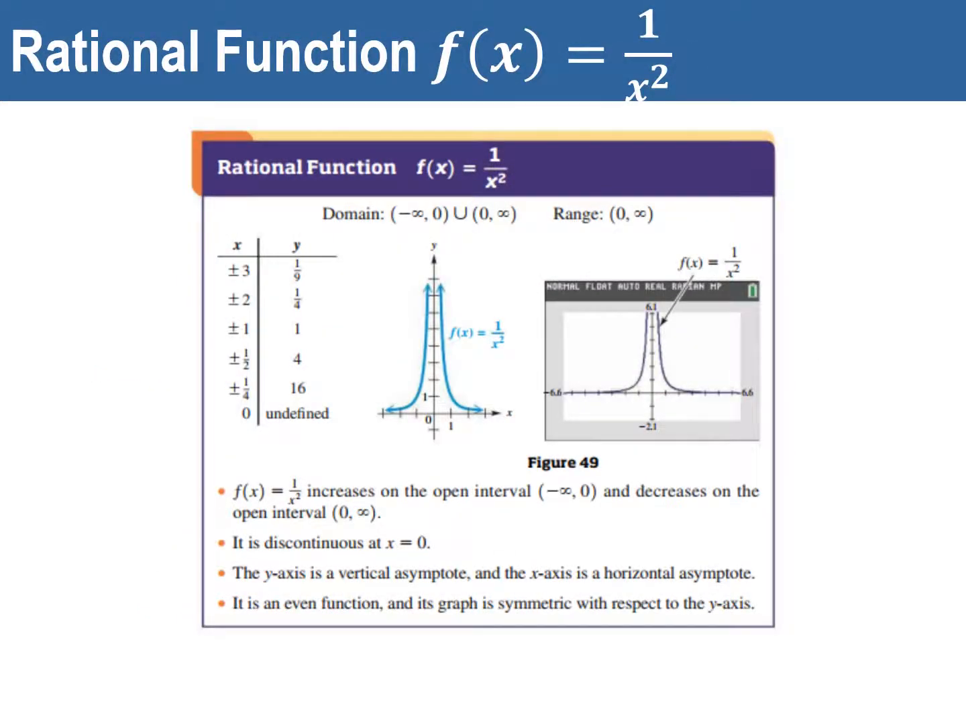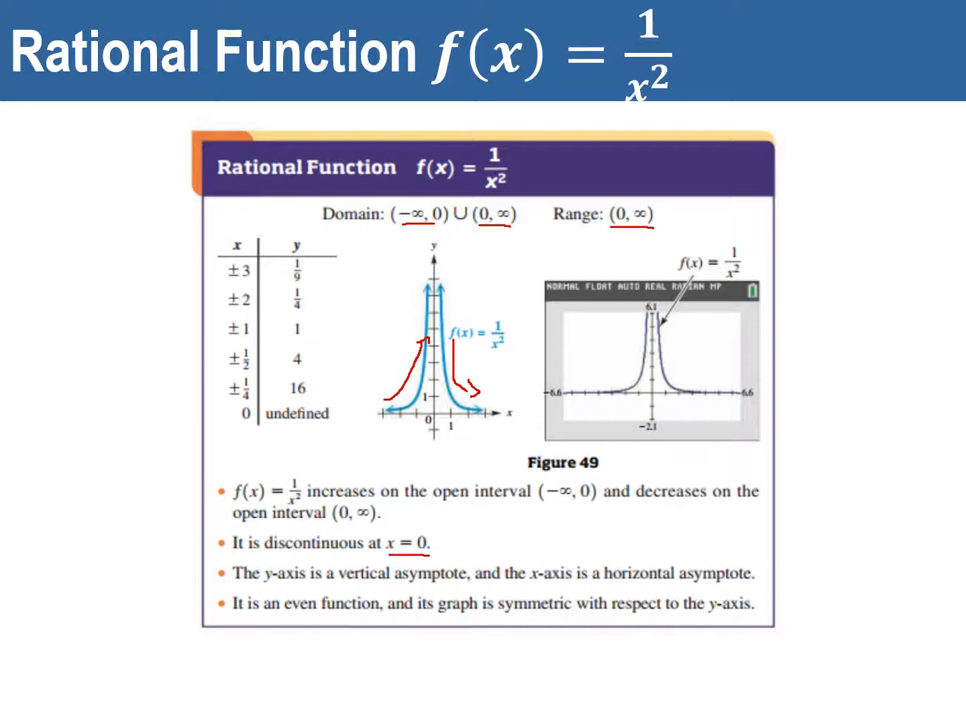The rational function 1 over x squared has a domain from negative infinity to 0, union 0 to infinity, and a range from 0 to infinity. It's increasing on the interval from negative infinity to 0 and decreasing from 0 to infinity.